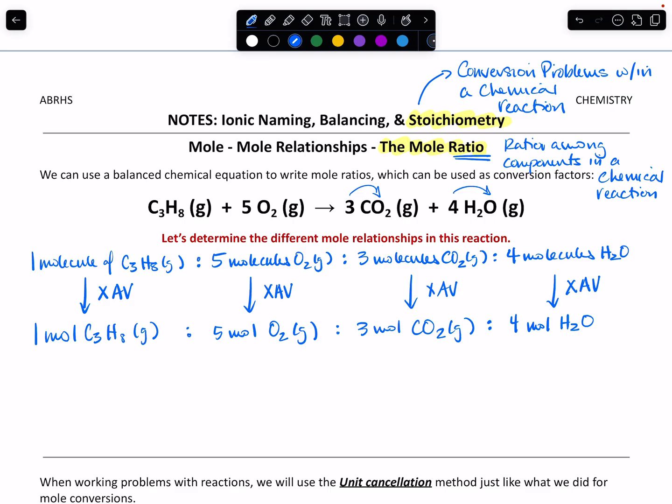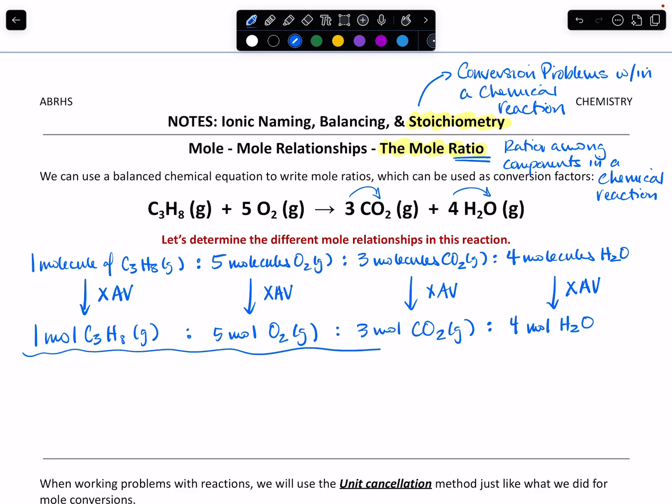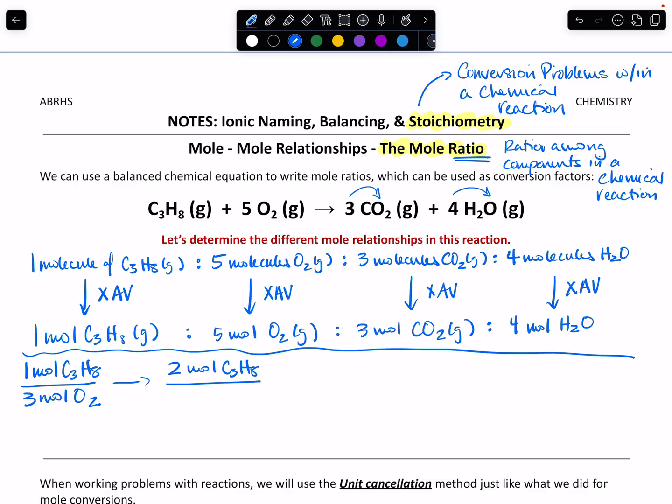So this really lets me look at some ratios, right? All right, so for every 1 mole of C3H8, I also need 3 moles of O2. All right, well, what if I scale that up? What if instead I have 2 moles of C3H8, how many moles of O2 do I need? And the answer will be 6, right? So that's a ratio, right? For every 1 mole of C3H8, I need 3 moles of O2, and I can scale that up or scale that down, right?